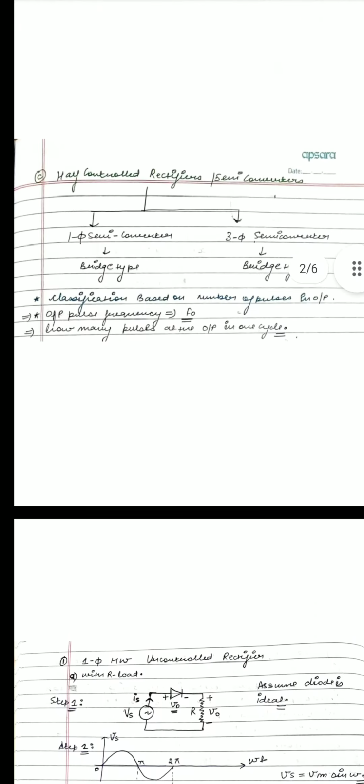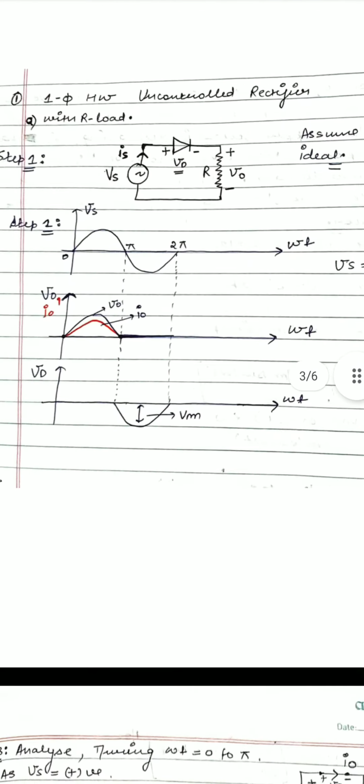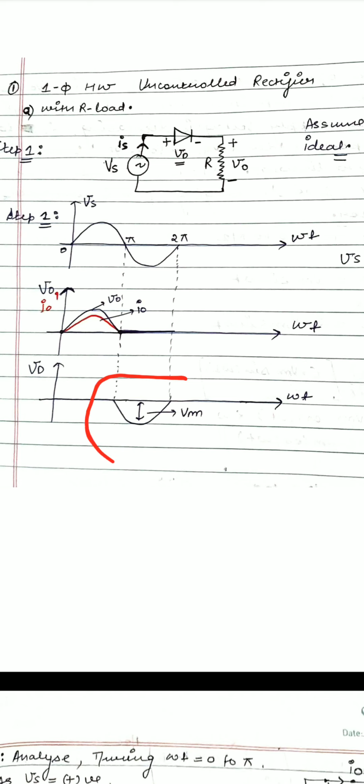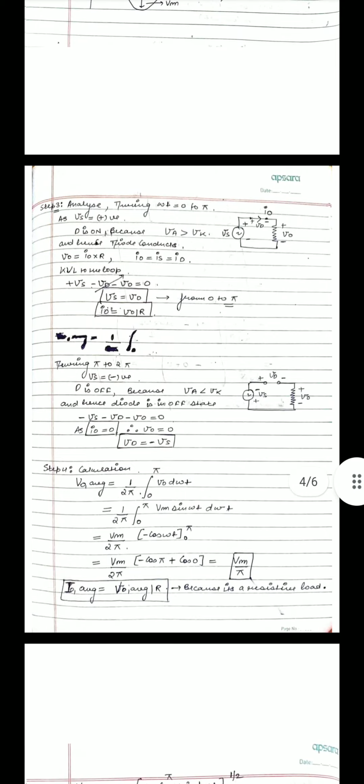So this is the waveform. We can see the voltage across the diode is nothing but Vm from pi to 2 pi. Now this is step 3, that is the mathematical analysis. I am repeating once again. Step 1 is to draw the diagram. Step 2 is to draw the waveform of the supply voltage. Step 3 is to analyze and also draw the waveform side by side. And step 4 is the calculation.